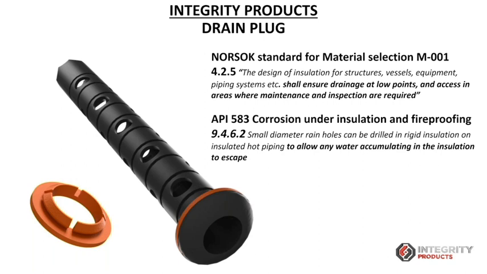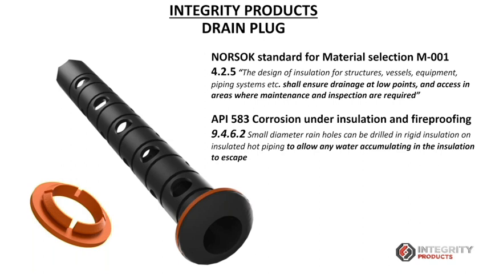So moving back to the best practices, there is a standard called NORSOK. It's a Norwegian standard. I would say it's the third most credible document because it's cited in API 583 at multiple locations. This standard says that the insulation system shall ensure drainage at low points. So that means our insulation systems should be able to drain out the moisture at the low points. Low points, I can say, is the 6 o'clock position.